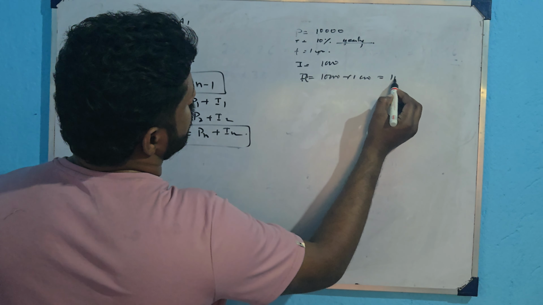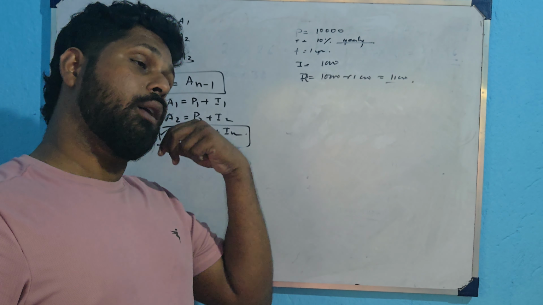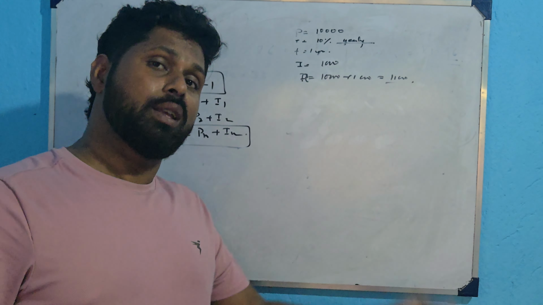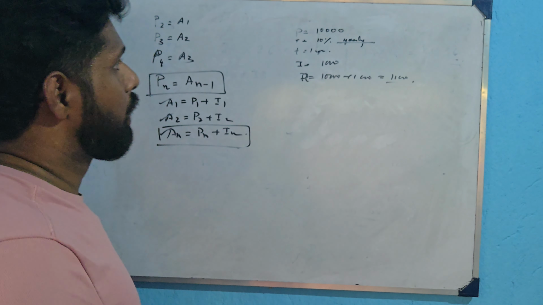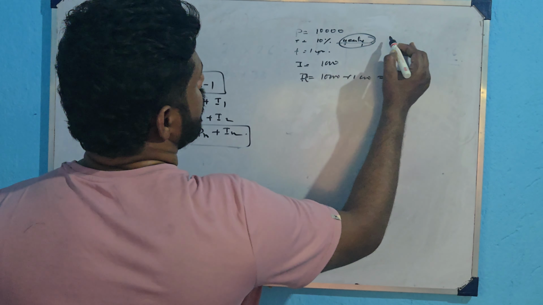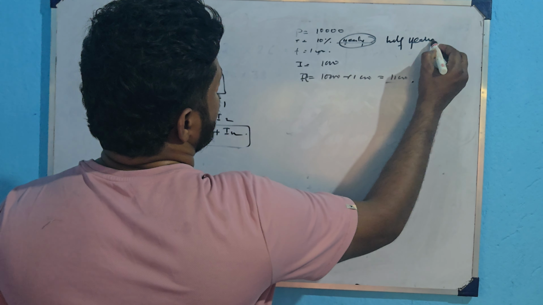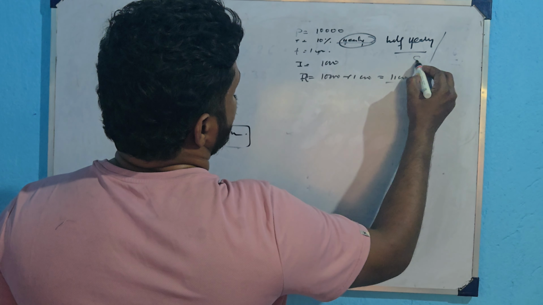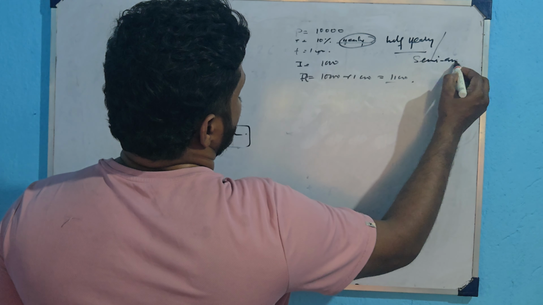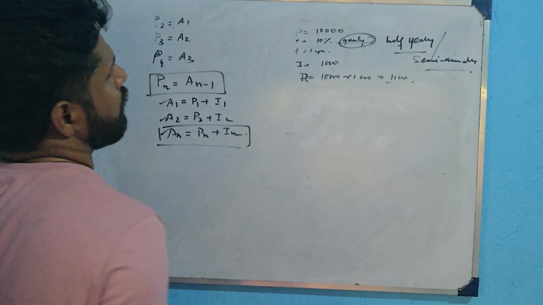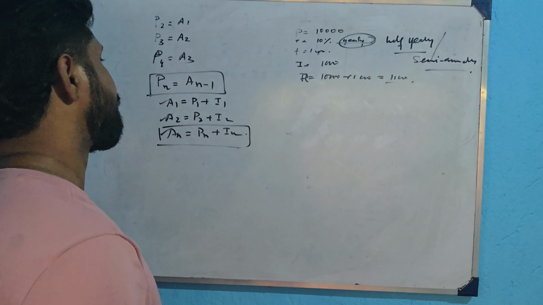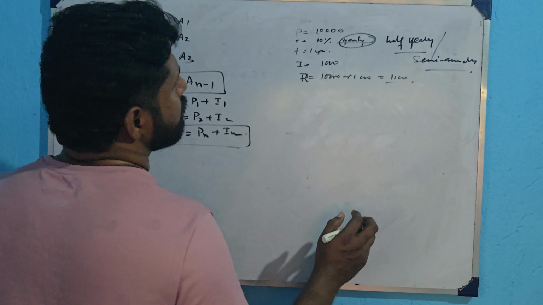So you are getting 11,000, because it is yearly, your interest will add after 1 year only. But if I say here not yearly, it will be half yearly or semi-annually. Then what will happen?